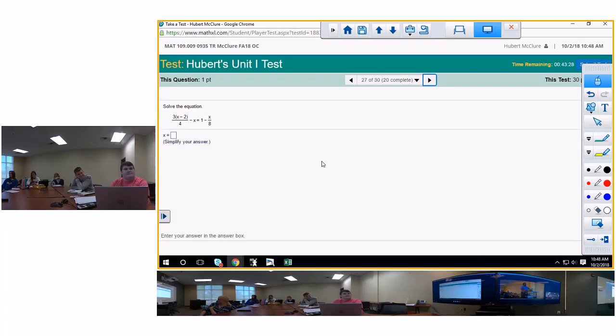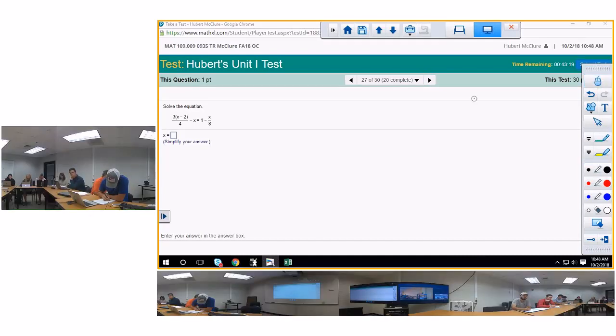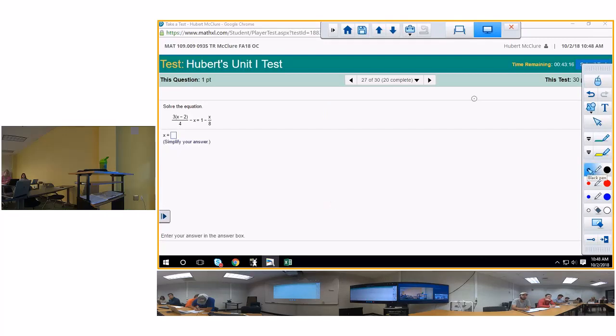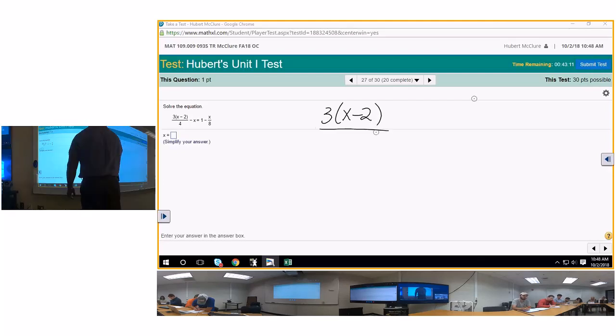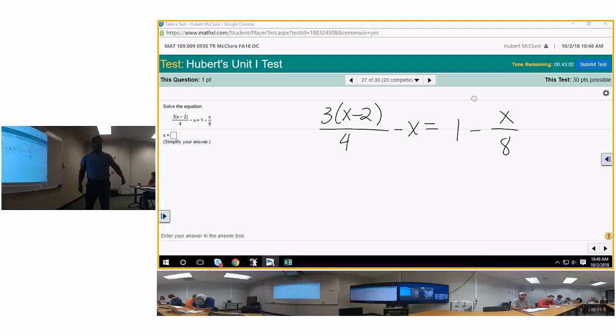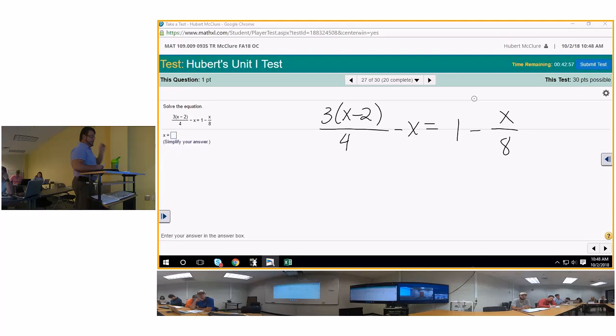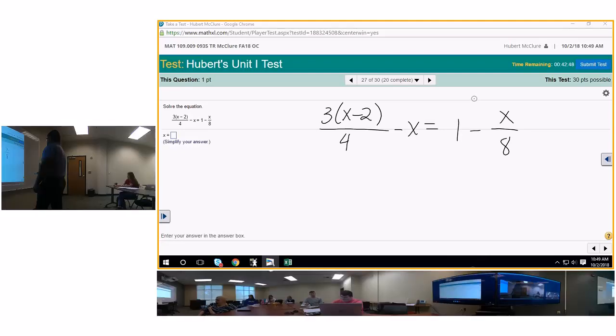All right, solve this one. I'll write it on the board for those who can't see. 3 times (x minus 2) over 4 minus x equals (1 minus x) over 8. What's the first thing I'm going to do before I start this problem? Clear the fractions, by multiplying through by the common denominator, which is 8. So I'm going to multiply both sides by 8 over 1.